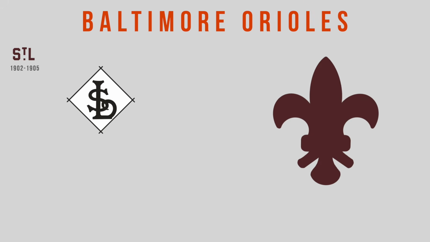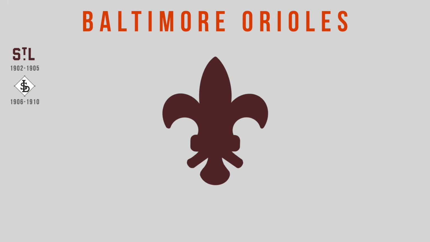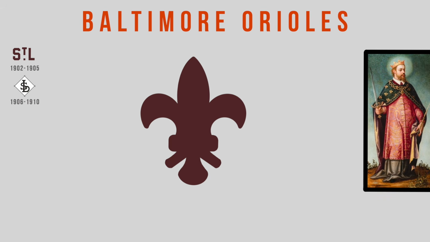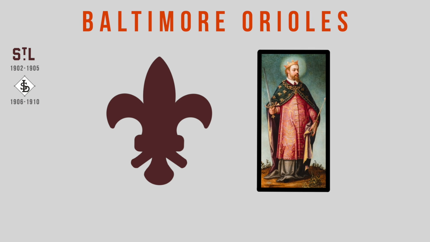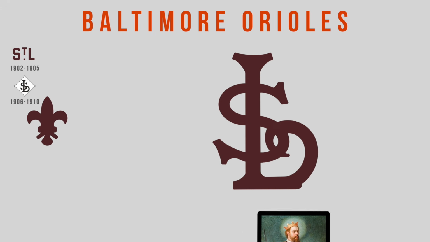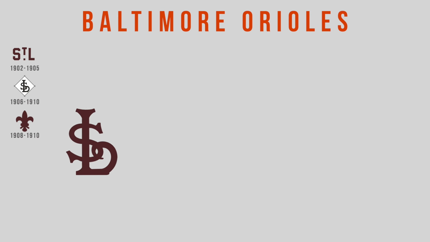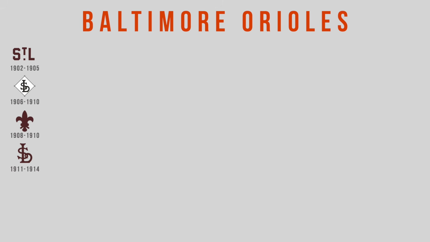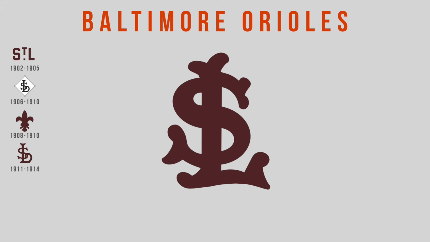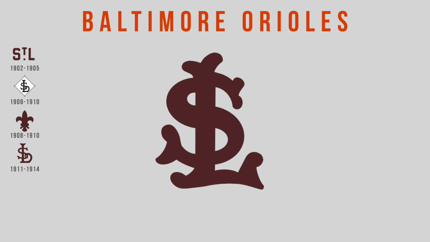And then in 1908, the team adopted a fleur-de-lis on the sleeve of the team's uniforms for 3 seasons. The fleur-de-lis symbol of France was chosen for the city's namesake, King Louis IX of France, who was eventually made a saint. In 1911, the team got rid of the minimalistic baseball diamond and went with the SL on the team's uniform pocket. After ditching logos in 1915 in favor of the city name, in 1916 they introduced a new design of the intertwined SL on the sleeve of their uniforms and later on their hats.